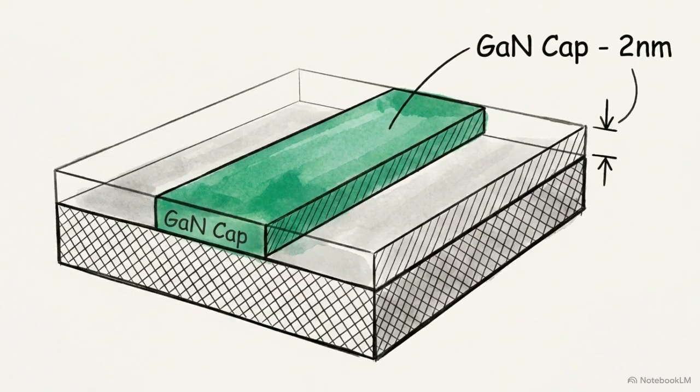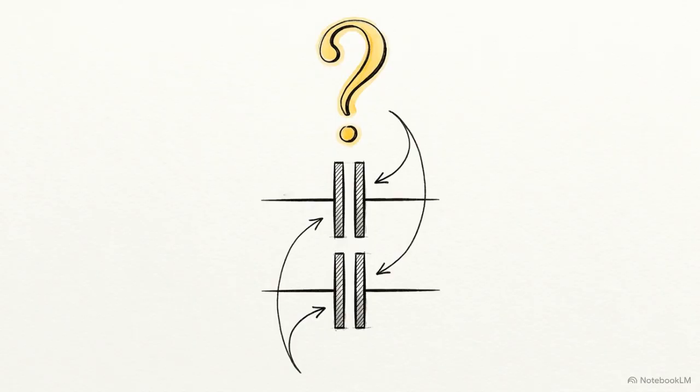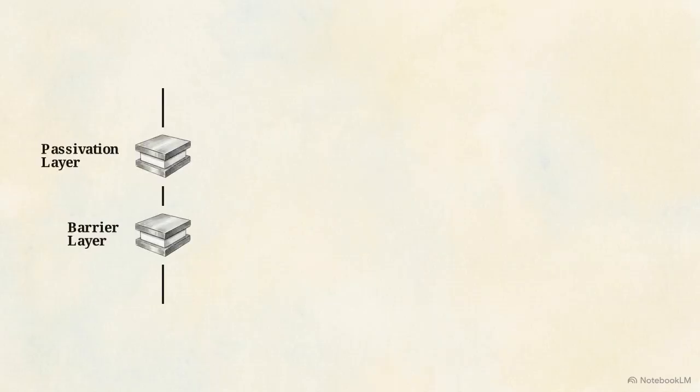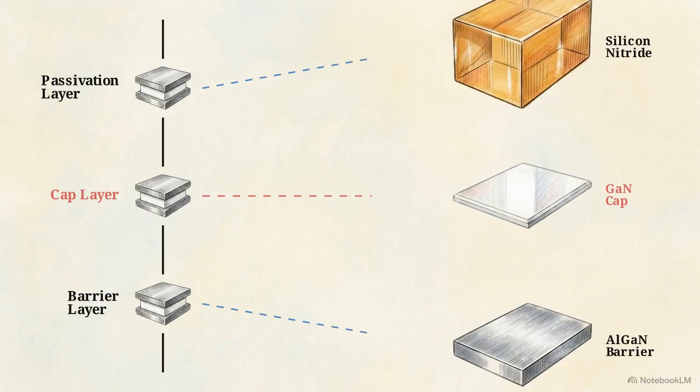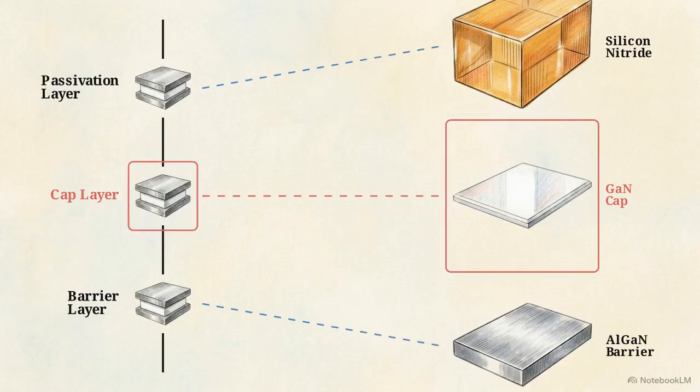If we shift our focus to the second test architecture, the one capped with a thin layer of gallium nitride, we must ask how this physical addition alters the series capacitance model. The gallium nitride cap introduces a third capacitor into the series calculation, effectively functioning as a physical spacer between the passivation and the barrier layer.